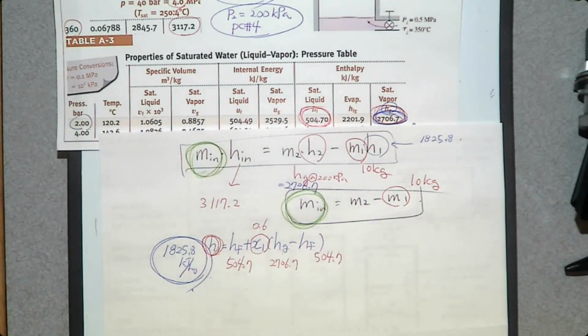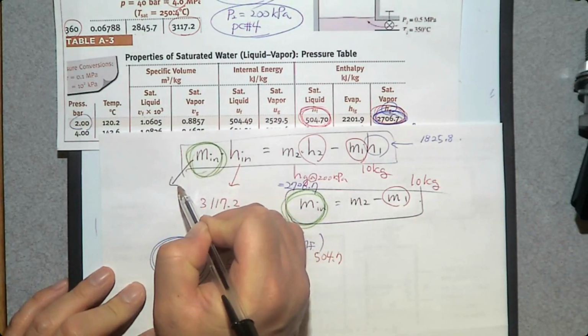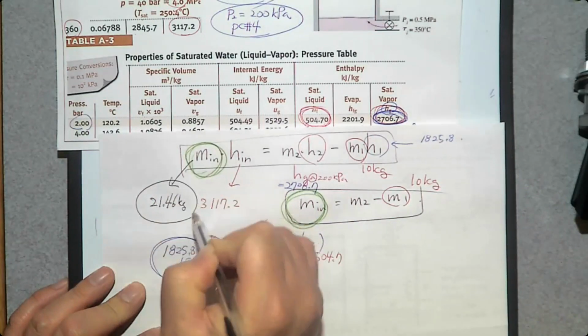Can you determine M in? Yes, we have 1 unknown and 2 equations. You can determine M in. If you do, M in is 21.46 kilograms.